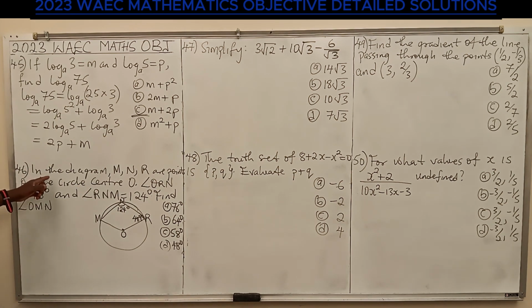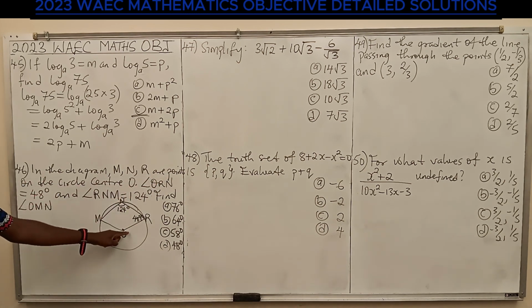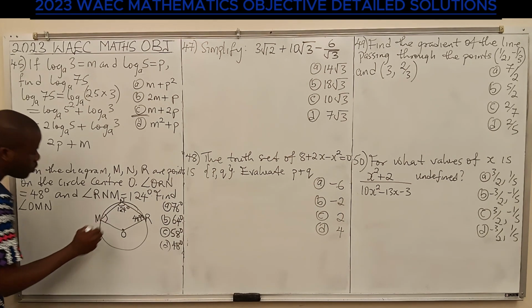In 46, we are told that in the diagram, M and R are points on the circle of center O, and angle ORN is 48, and angle RNM is 124. Find angle OMN. We're looking for this angle.